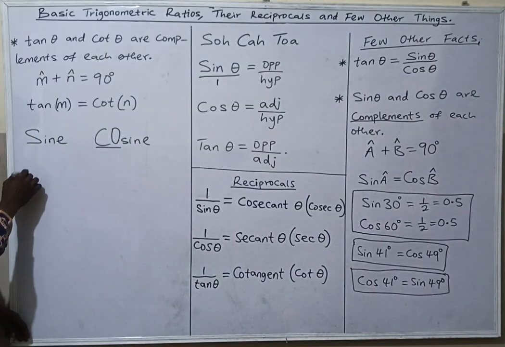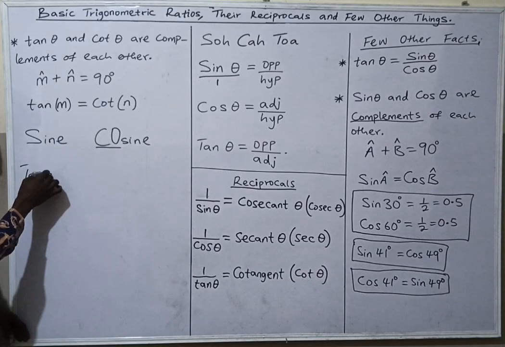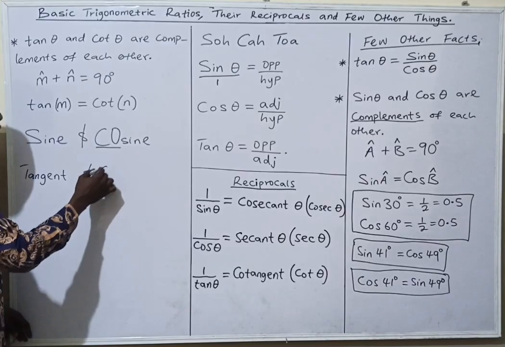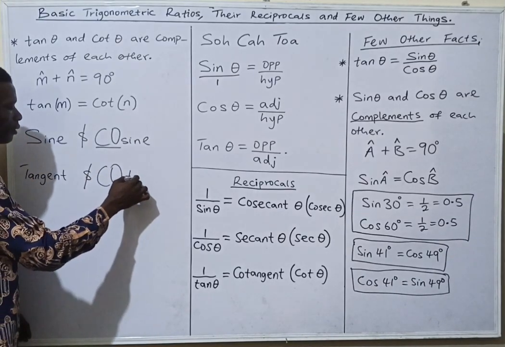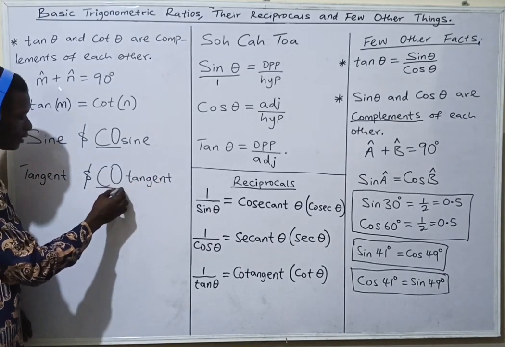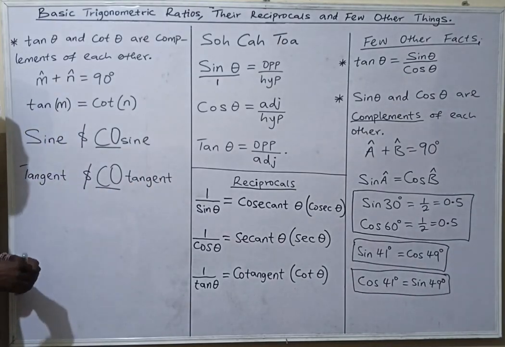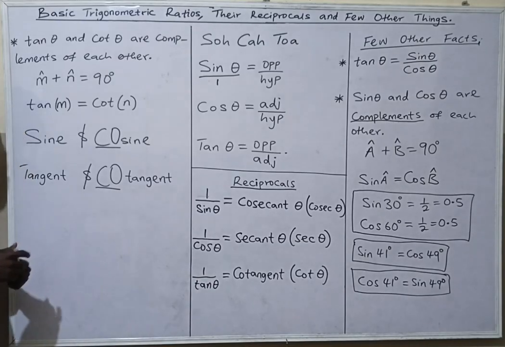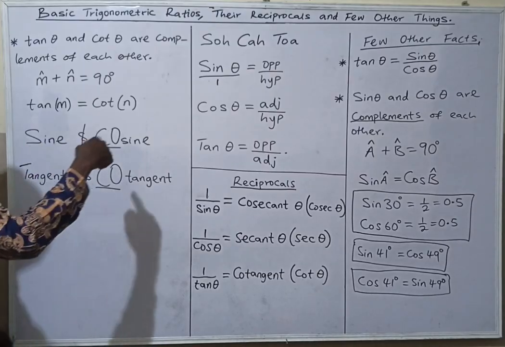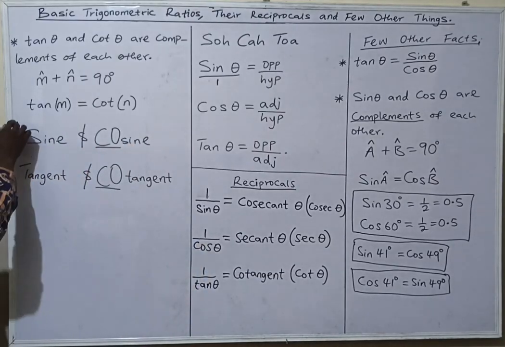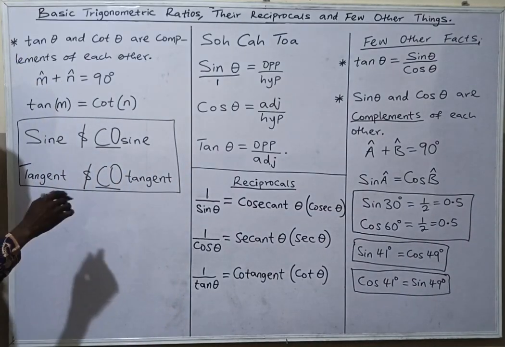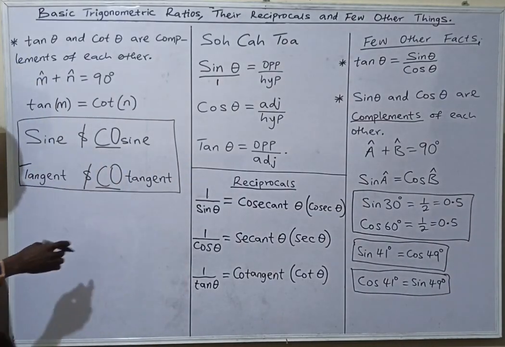Then we have tangent, and this is cosine, and cotangent. Also, we can safely say that this co means complement of tangent theta, or whatever angle that we are given. Okay, so those are facts that you can take note of. Sine and cosine complement each other. Tangent and cotangent also complement each other.